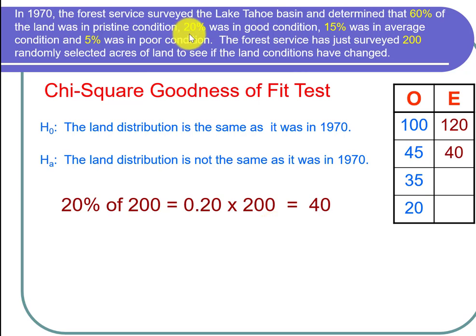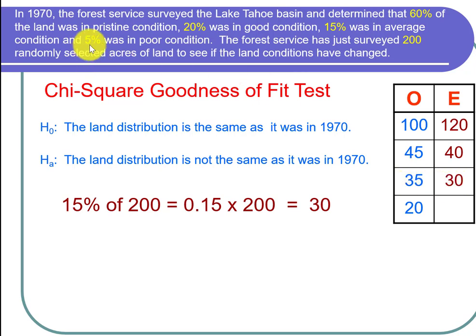So for the good condition, that was expected to be 20%. So 20% of 200 is 0.2 times 200, which is 40. So our expected value for the good condition type is 40. So now let's look at the average condition, which is 15%. So I take 15% of 200, which is 0.15 times 200, which is 30. And that's my expected count for the average condition.